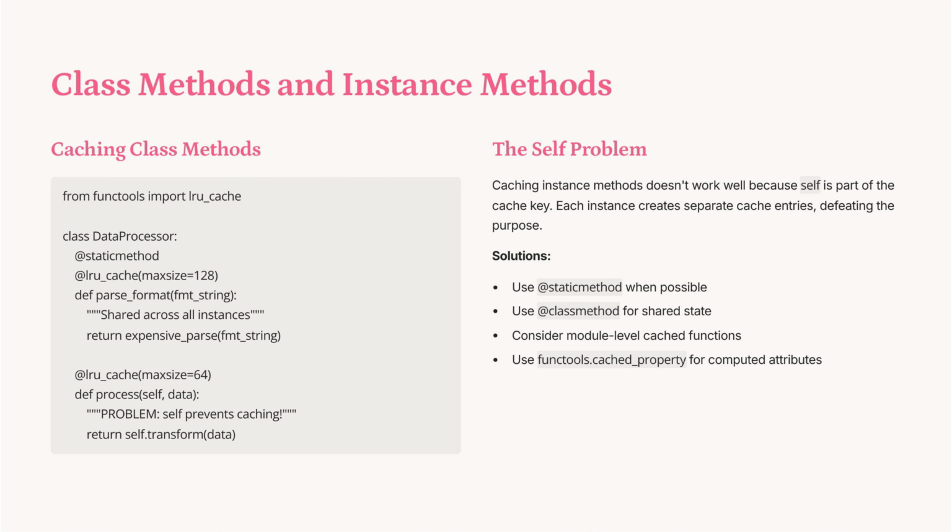Caching instance methods can be problematic due to self being part of the cache key, leading to separate cache entries per instance. To mitigate this, use a static method or a class method for shared state. Alternatively, consider module-level cached functions or functools.cached_property for computed attributes, ensuring efficient caching across instances.